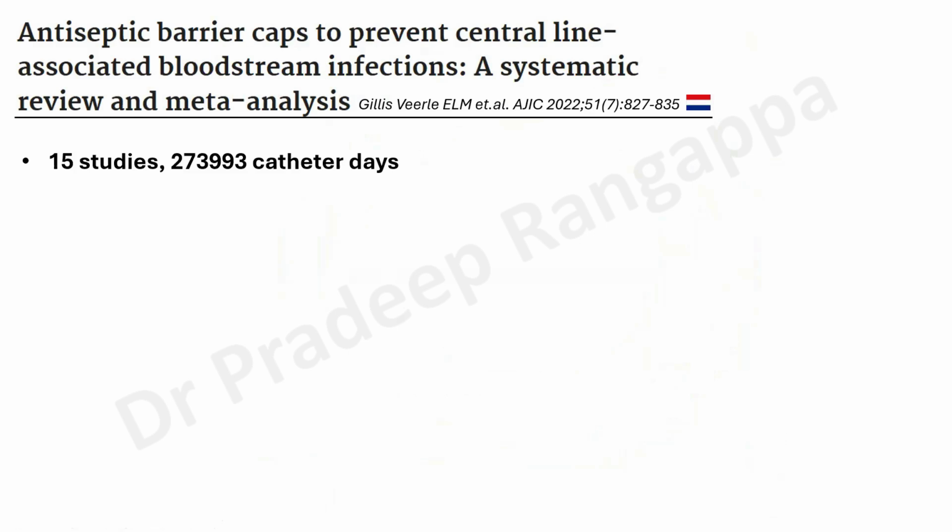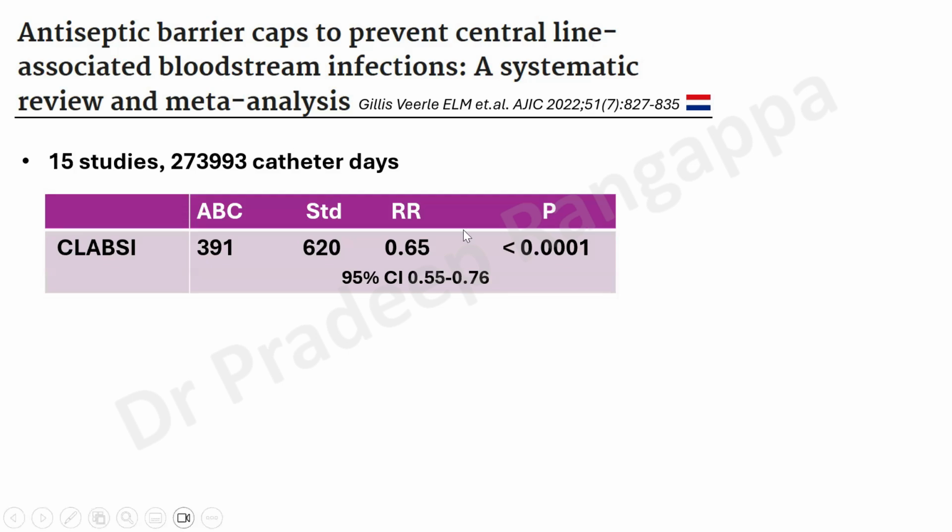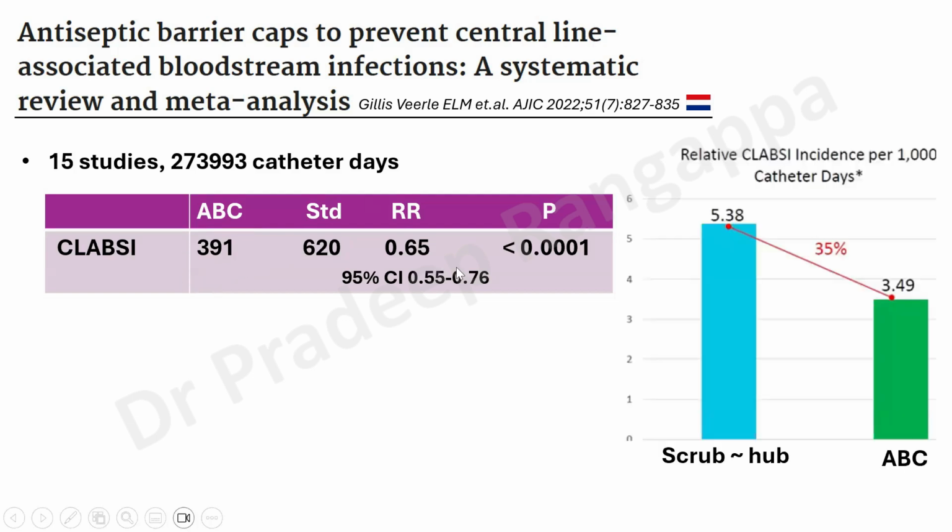Here they took 15 studies and 2,73,993 catheter days. So it's a very huge data set that they have looked at. With antiseptic barrier caps, CLABSI was 391 versus standard 620, and that was statistically significant. You could see that using the spirit swab, scrubbing the hub, and the ABC, there was a significant reduction of the CLABSI rates by 35%.